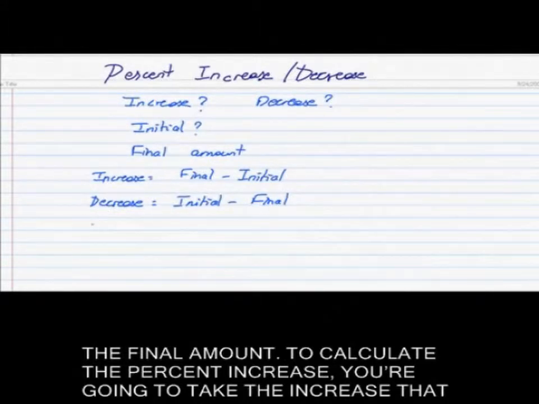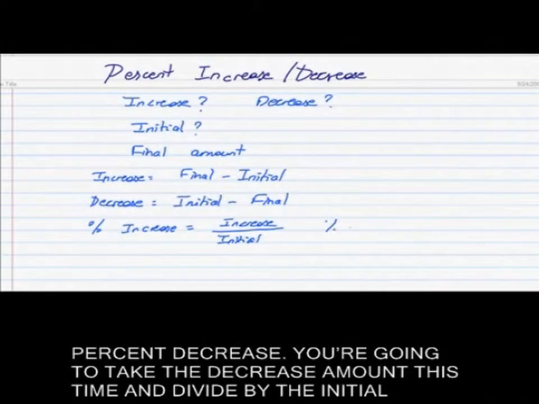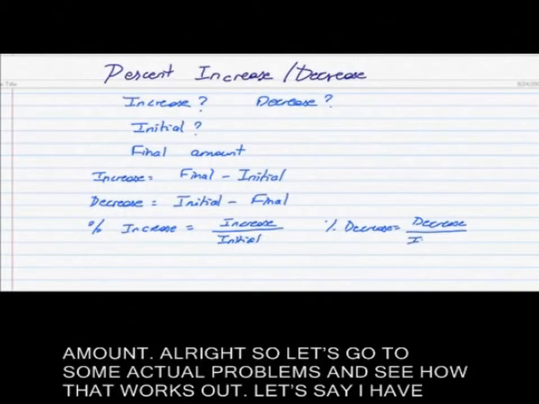To calculate the percent increase, you're going to take the increase that you calculated and divide it by the initial amount. And the same way for percent decrease, you're going to take the decrease amount this time and divide by the initial amount. All right, so let's go to some actual problems and see how that works out.